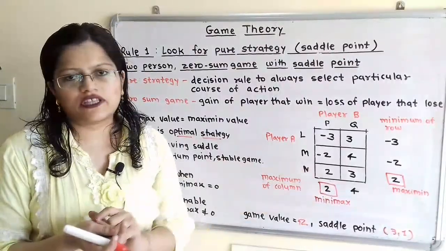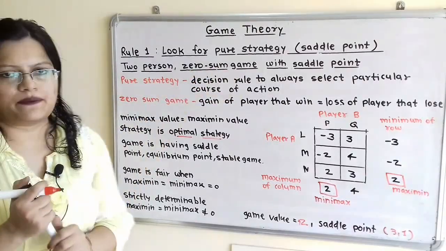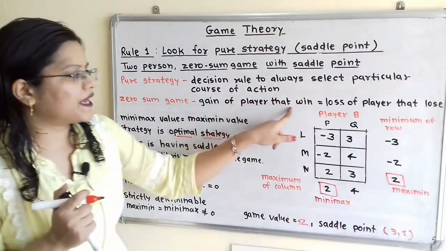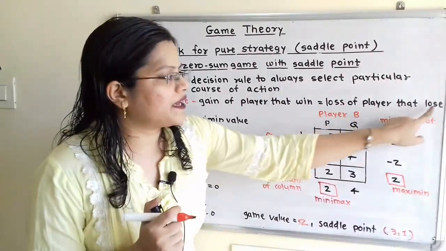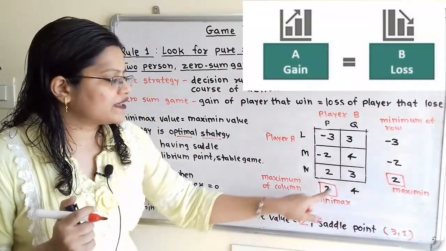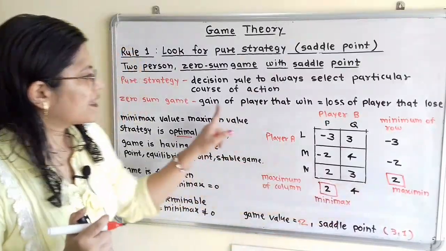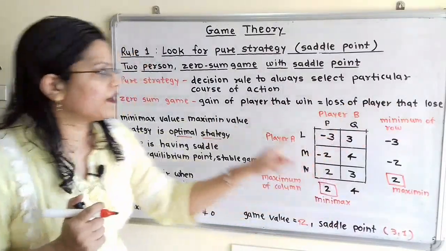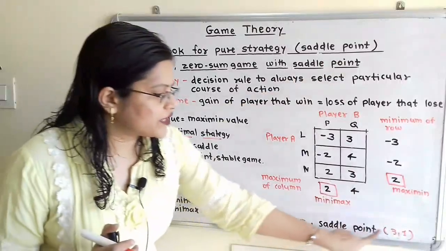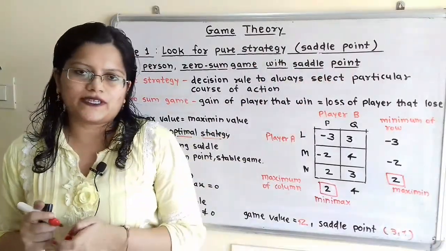Now if we observe, this question is for two persons, and we will also say this is a zero sum game. Now why is this a zero sum game? Zero sum game means the gain of the player that wins is equal to the loss of the player that loses. So whenever player A gets amount 2, there is the same loss, that is rupees 2. So here the gain of the player that wins is equal to the loss of the player that loses, which means this is a zero sum game, and the saddle point is also there. So we can describe this question as a two person zero sum game with saddle point.